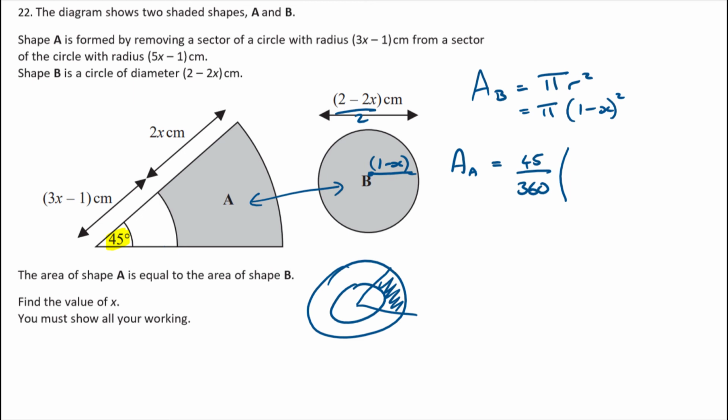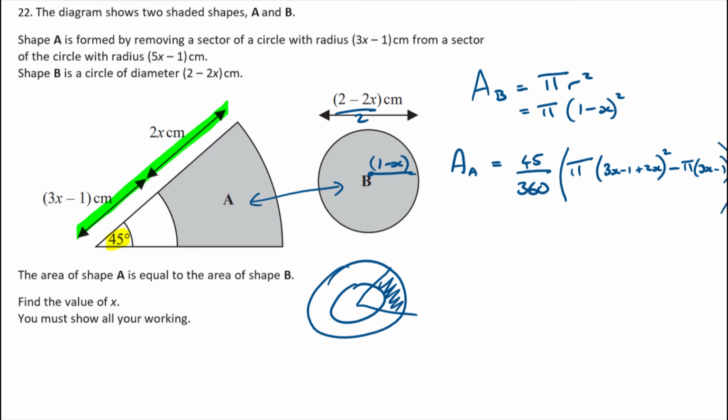So the radius of the big circle is this. It's actually those two things added together, isn't it? So the radius of the big one is 3x minus 1 plus 2x. So it's going to be pi r squared, where r is 3x minus 1 plus 2x, squared. And then minus pi r squared, but this time r is just 3x minus 1.